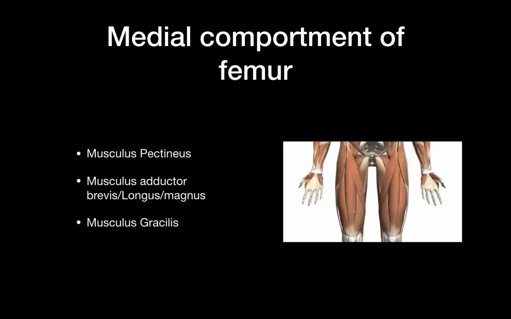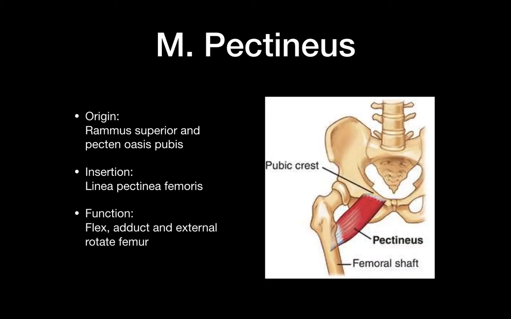So now going over to the medial compartment of the femur. The medial compartment of the femur has 5 muscles. You have Musculus pectineus, you have Musculus adductor brevis, longus, magnus, and musculus gracilis. So I'll start with Musculus pectineus.